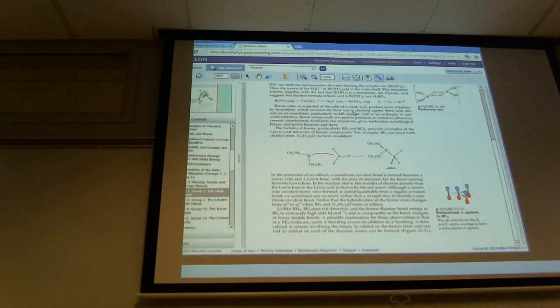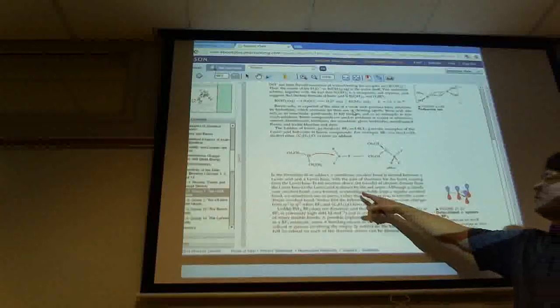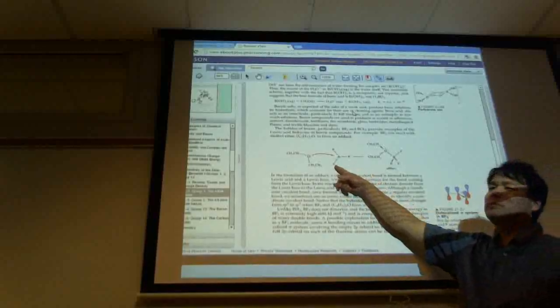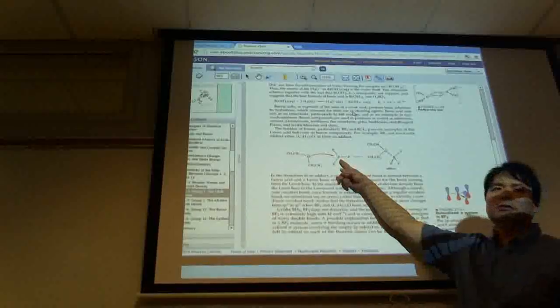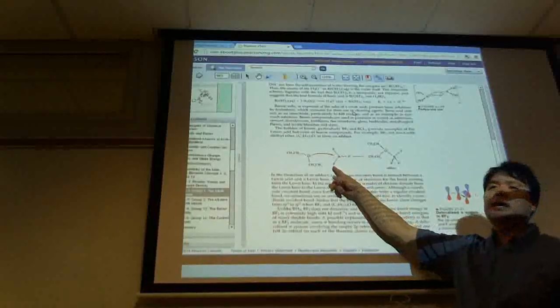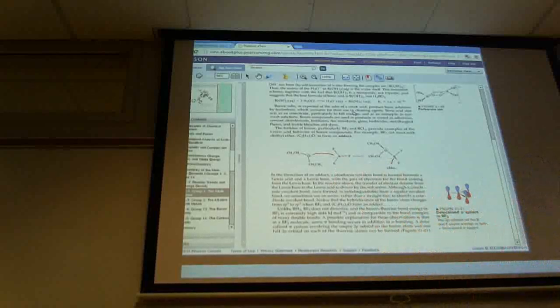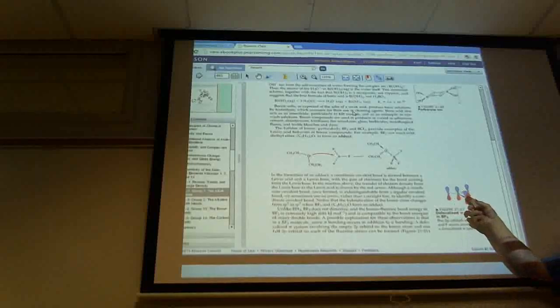Here's another interesting molecule, BF3. Normally we would think about what hybridization state here? Boron should be sp2, trigonal planar. Fluorine should be sp3. It should be sp3, but if you look at this, are the fluorines sp3 hybridized? No, these fluorines are sp2 hybridized.